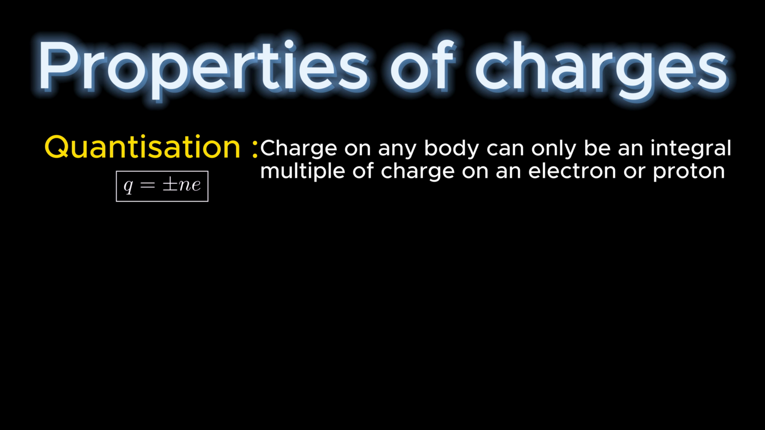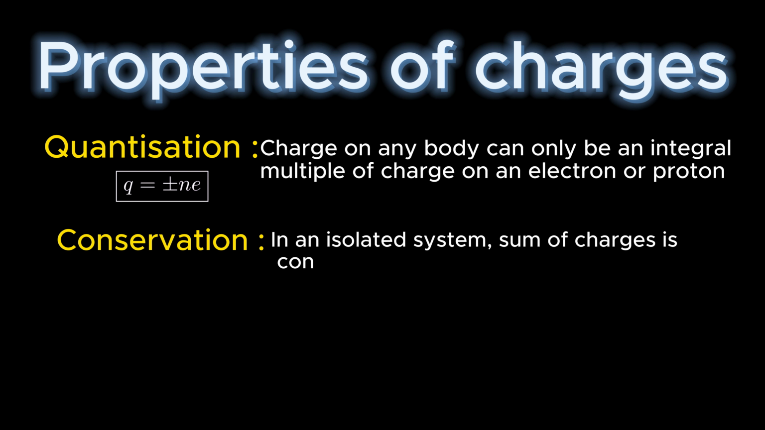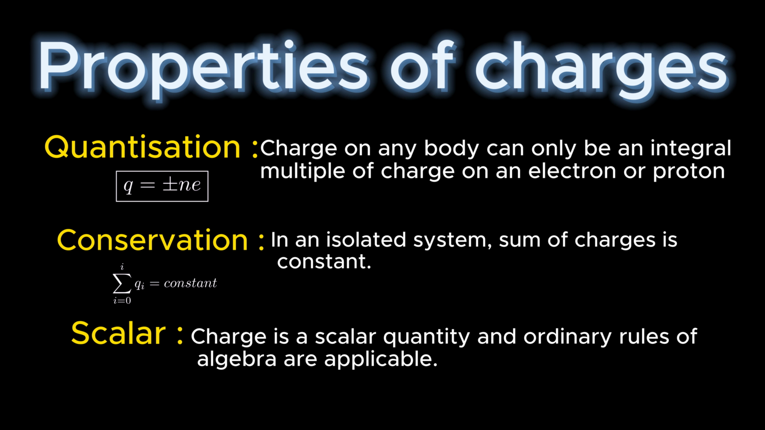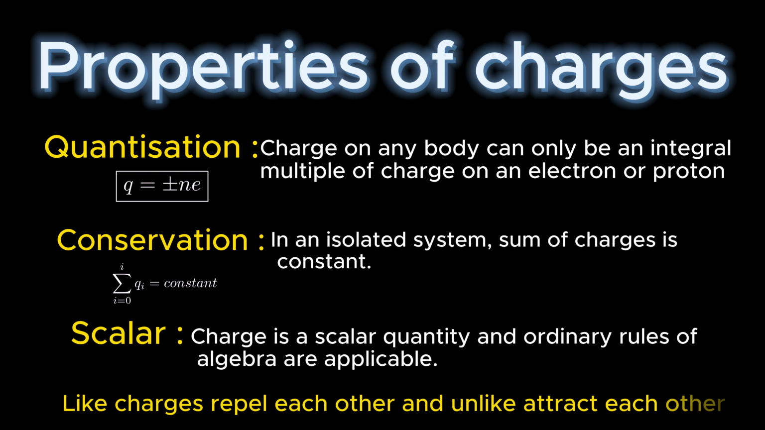The next property is called the conservation of charge, which means that in an isolated system, the sum total of charges will always be a constant. The next property is called the scalar property of charges, which means that charge is a scalar quantity and it adds algebraically. The last property is that like charges repel each other and unlike charges attract each other, which we saw a few minutes back.